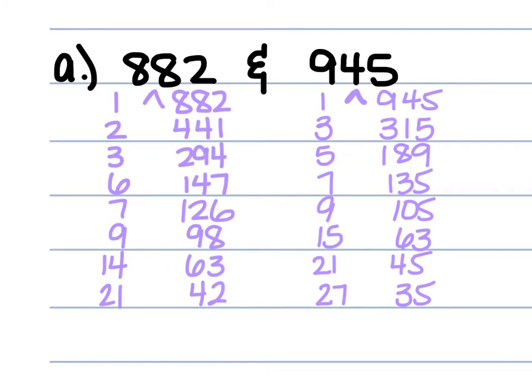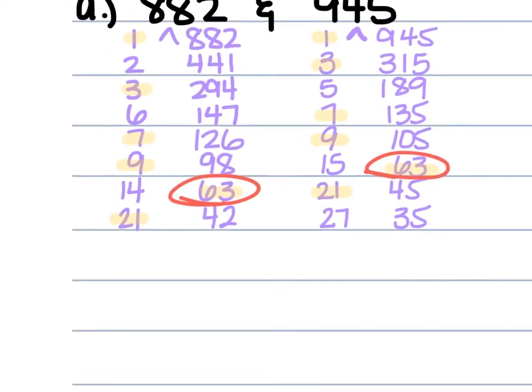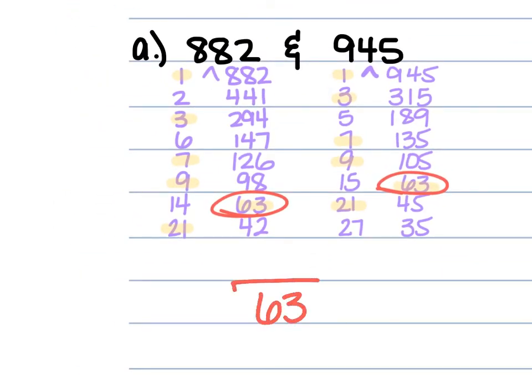Now, if we look at these numbers, the ones that are the same, we have a 1 on both. We have a 3 on both. 6 is not. 7 on both. 9 on both. They don't both have a 14. They have a 21. No, not the 42. The 63, they have on both. The 98, no. The 126, no. 147, no. 294, no. 441, no. 882, no. So the greatest common factor there is the 63 on both of these. So 63 is our greatest common factor.